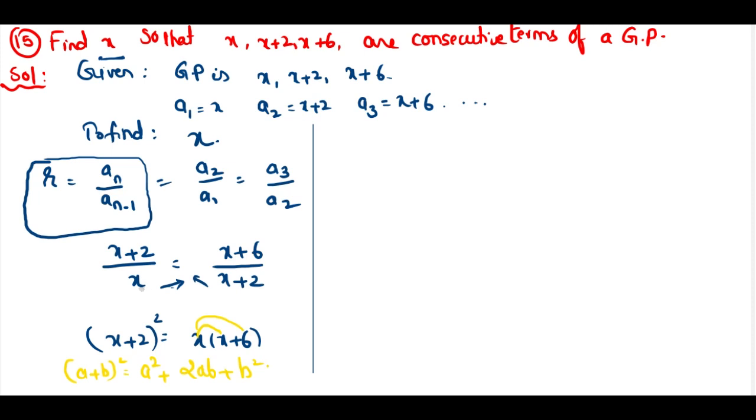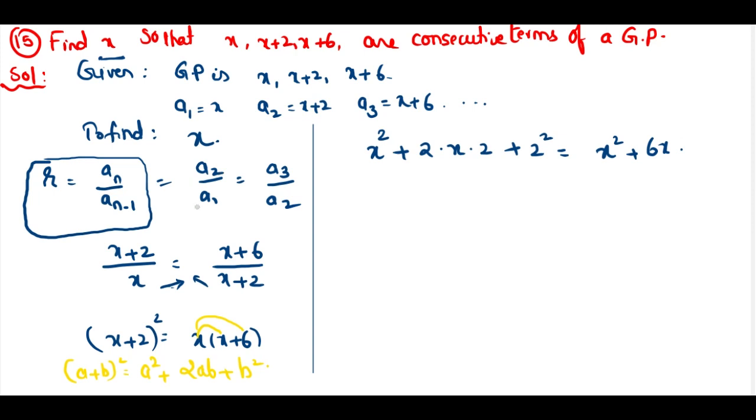Now let us transpose the denominators. This x plus 2 will be transposed to the LHS, then x plus 2 into x plus 2 will become x plus 2 whole square, that is equals to x into, here x is in the denominator, so upon transposing it will multiply with the numerator, x into x plus 6. When you have more than one term, you have to keep it in the bracket. So expanding this using the a plus b whole square formula, a square is x square plus 2 into a into b plus b square, is equals to x into x, which will give us x square, plus 6 into x will give us 6x.